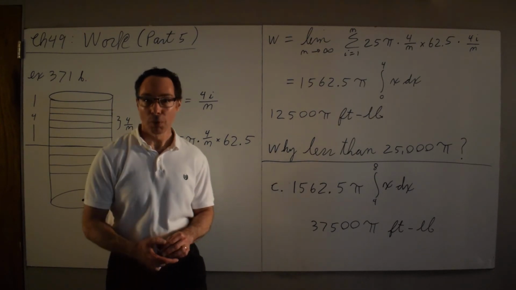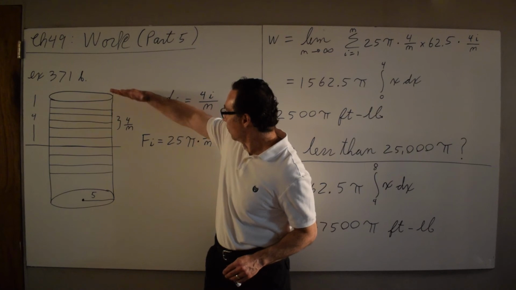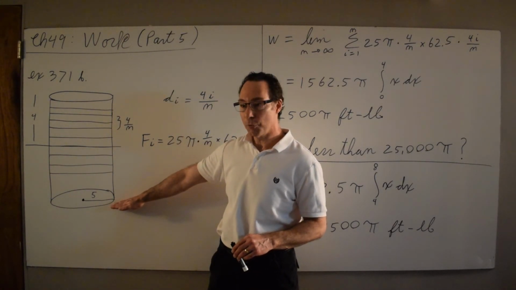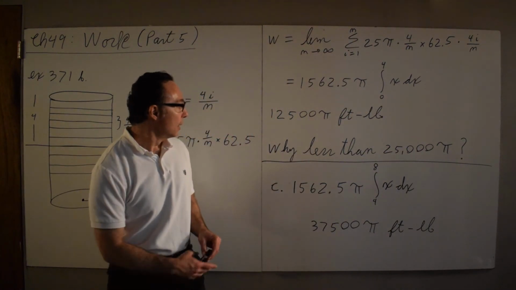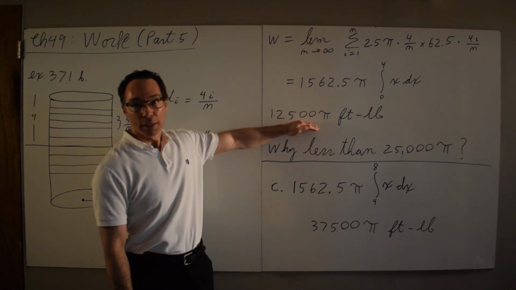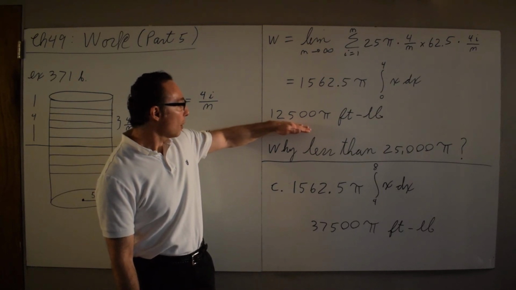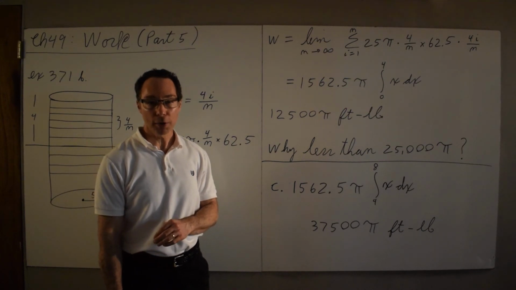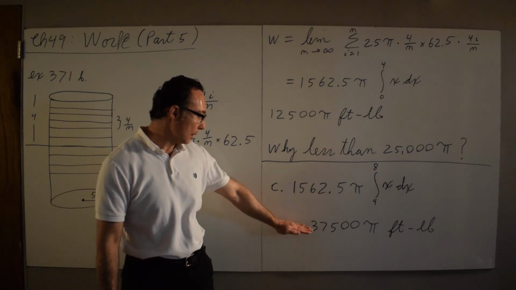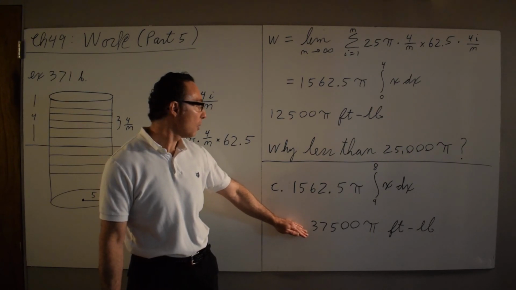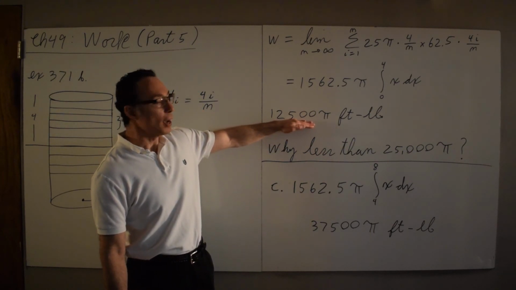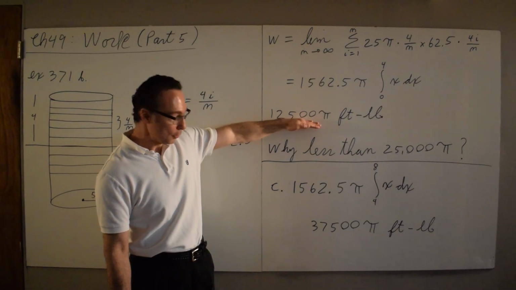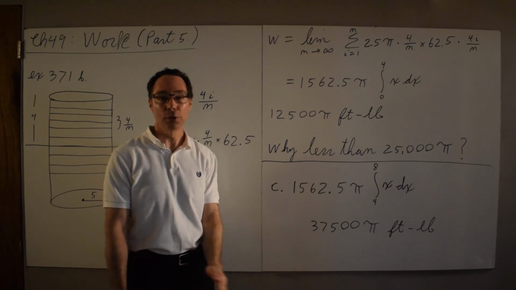What's the third? Well, in part A, we calculated the work required to empty the tank, which was 50,000 pi foot-pounds. In part B, we calculated the work required to empty the top half of the tank, which is 12,500 pi foot-pounds. So what is the work required to empty the bottom half of the tank? It's the difference. It's 50,000 pi minus 12,500 pi. So you take the answer from part A, subtract the answer from part B, and that is the answer for part C.